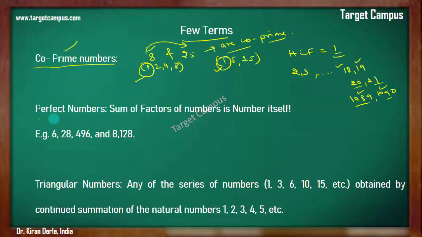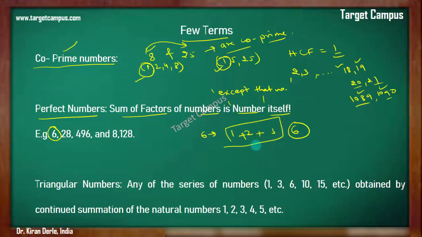Co-prime. Perfect numbers. Sum of factors of a number is the number itself. What does this mean? So 6, sum of factors. Factors of 6 are 1, 2, 3 and 6, right? Except the number. Sum of factors of a number except that number. This is important. These are the factors, except that number. If you make the sum of these numbers, you are going to get 6, right? So the number itself you are getting. So that's why this is a perfect number.